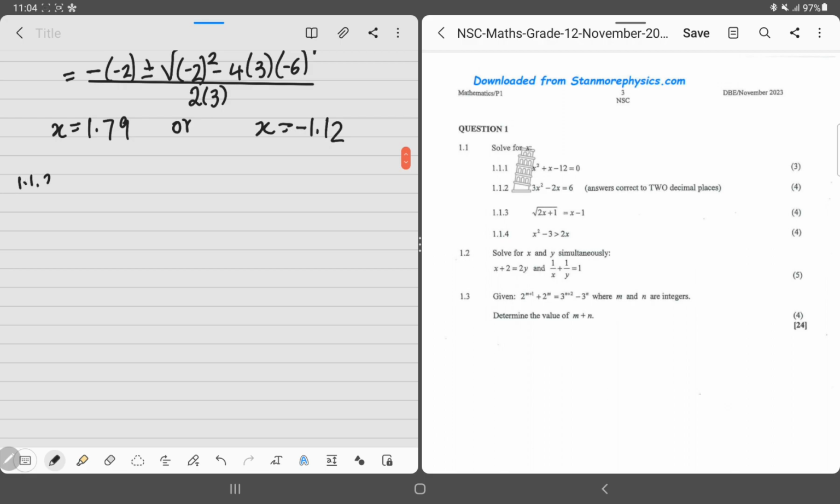So 1.1.3. We have the square root of 2x plus 1 equals x minus 1. Whenever you have a square root like this, it's most likely that you need to square both sides and then simplify.